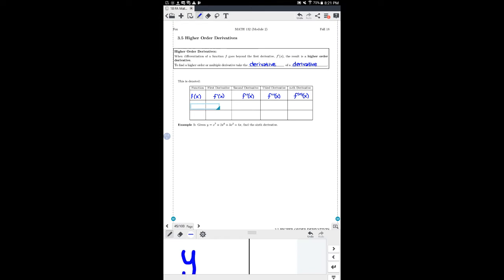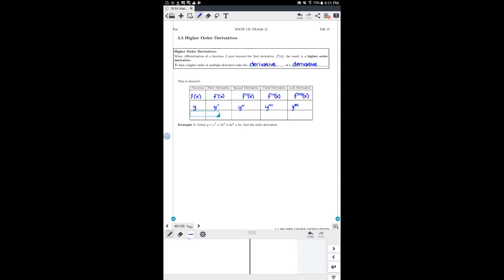Same thing with y's. If you start with a y, your first derivative is called y prime. Then your second derivative is called y double prime. Your third derivative is y triple prime. And anything beyond 3, we usually don't write the tallies up there anymore. We would do y with a superscript and with the number of derivatives you're supposed to take.